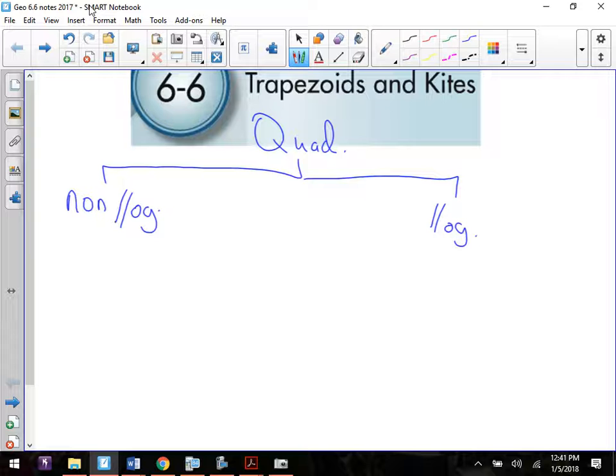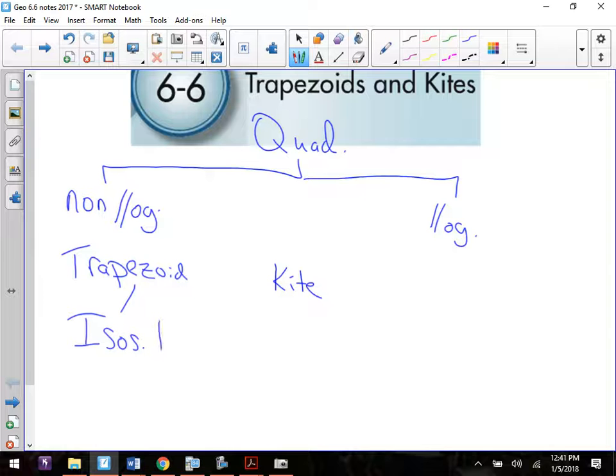We had all the different properties. The non-parallelograms, if you look at, are still what are called quadrilaterals, but those are going to be the trapezoid, the kite, and the isosceles trapezoid. And this one has the isosceles.